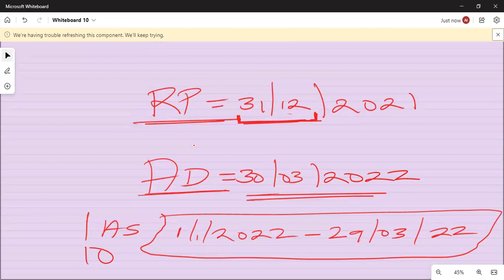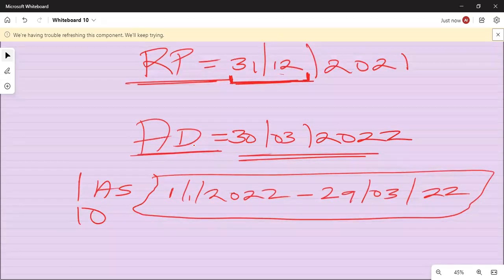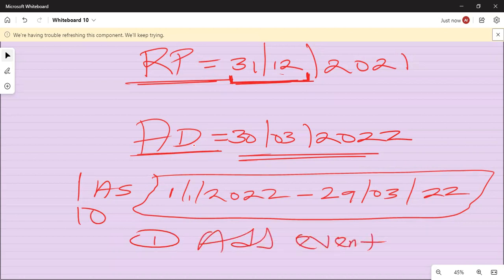And we have two types of events. That is what we call adjusting events, and there are also what we call non-adjusting events.